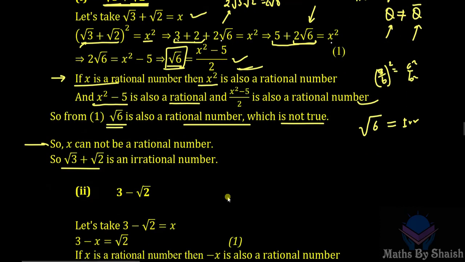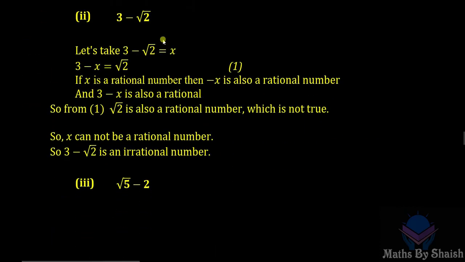Now let's discuss the second part. The second part is 3 minus root 2. Here we can see one number is rational, and the other number, root 2, makes the whole number irrational. So we'll do the same thing again. If we take 3 minus root 2 as x, I'm going to move this here and that there, so it becomes 3 minus x equals root 2.